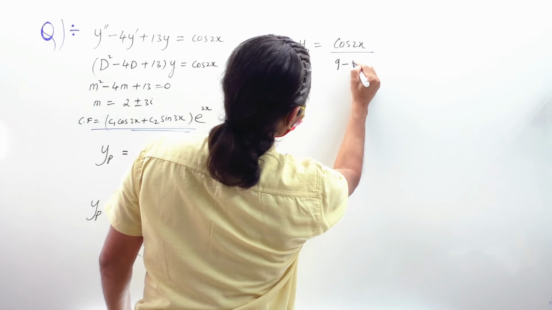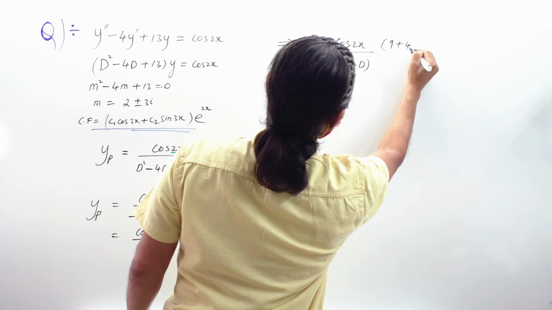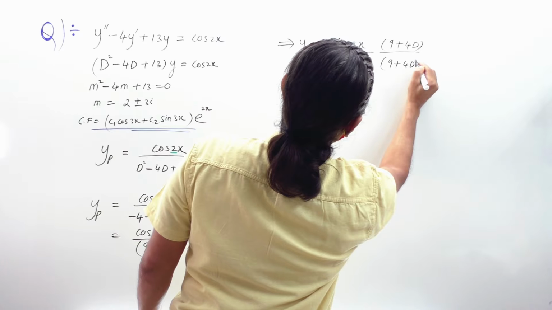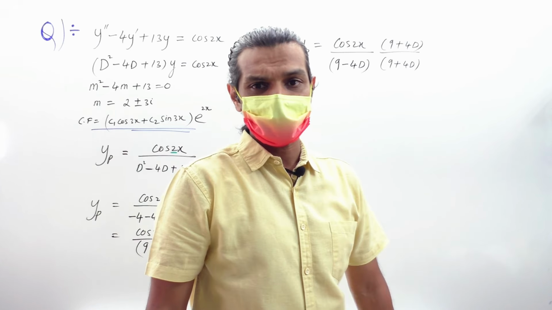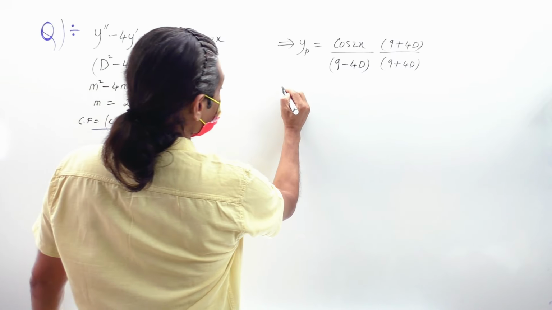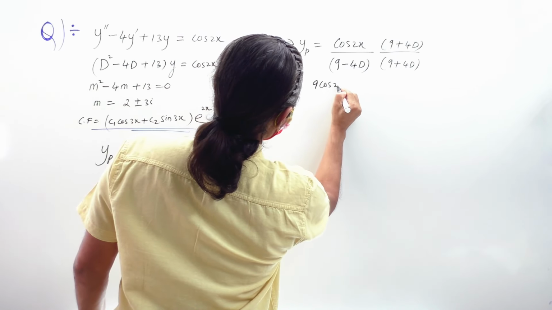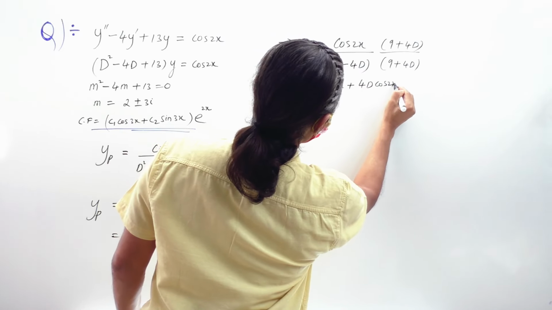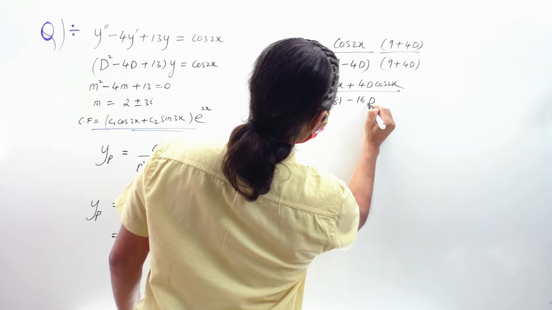So what is the rationalizing factor of 9 minus 4D? Obviously it is 9 plus 4D. It is a basic thing everyone needs to know. If it was 9 plus 4D, the rationalizing factor is 9 minus 4D. Now when I rationalize, we get this as 9 into cos of 2x plus 4 into D cos of 2x whole divided by 81 minus 16 D square.